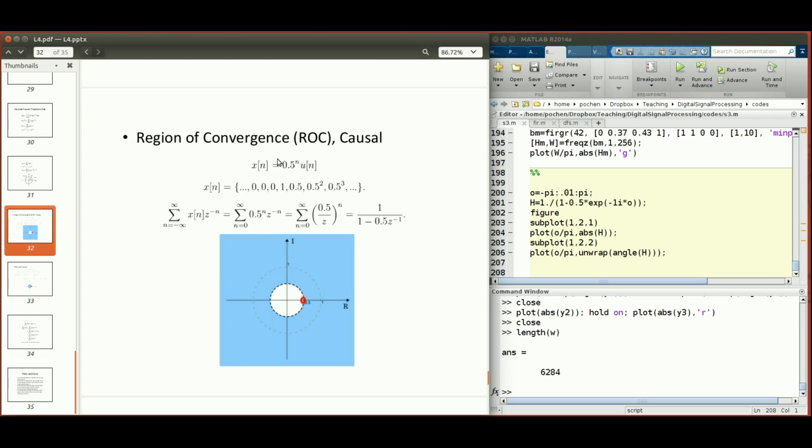So if you want your system to be causal, right, has zero amplitude at all negative time, then the region of convergence must look like this kind of thing. So infinity is also inside of the region of convergence, basically, right?